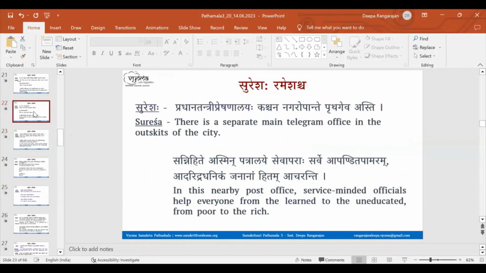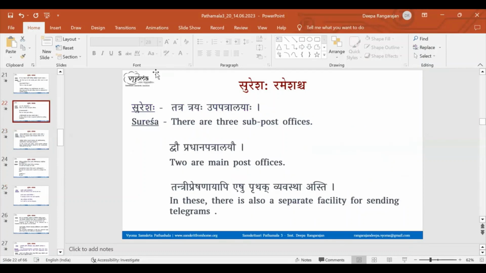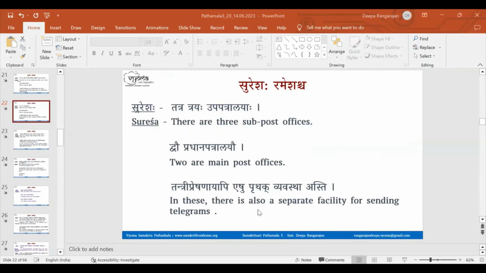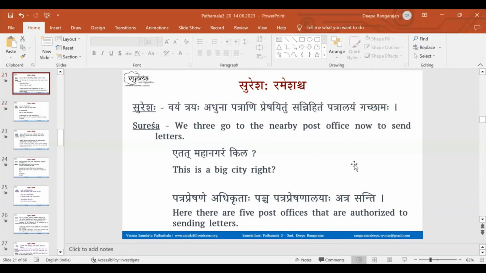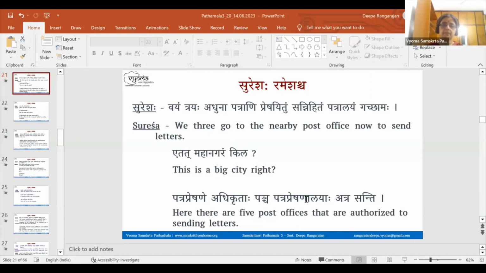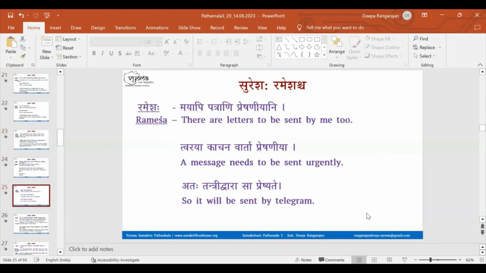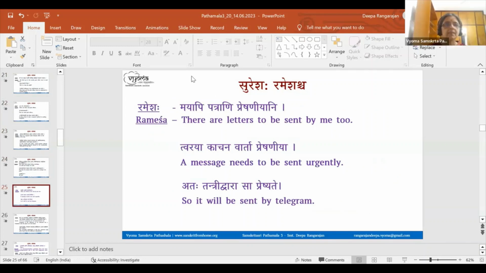What is the grammatical form of it? Adhipurvaka kr dhatu, and then it has the kta pratyaya. Adhikritaha panchapatra preshana. So it is the kta pratyaya. Here it is the plural, Prathama bahuvachana. Dhanyavada.